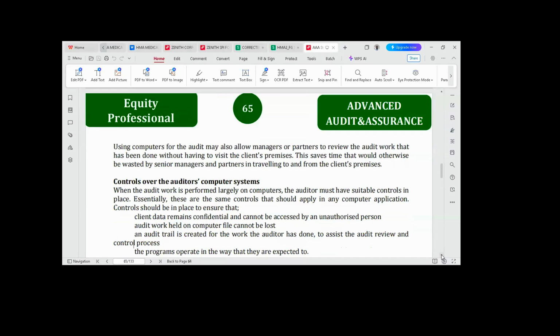Redundancy. What do I mean by redundancy? They create room for, in case of emergency, you can easily get back that information on the laptop. Even if the laptop is stolen, the information will still be retrieved. Okay. Then for everything that the auditor does, there's what we call an audit trail.